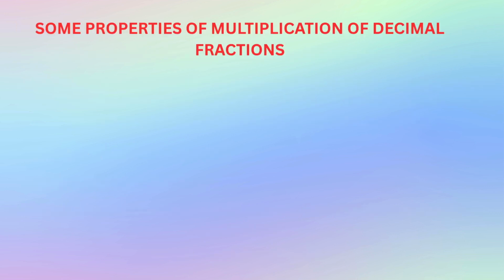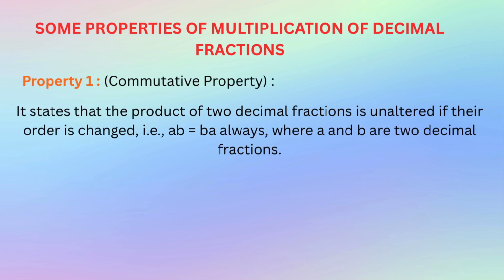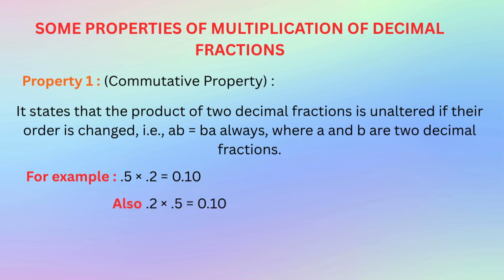Some properties of multiplication of decimal fractions. Property 1. Commutative property. It states that the product of two decimal fractions is unaltered if their order is changed, i.e., ab equals ba always, where a and b are two decimal fractions. For example, 0.5 times 0.2 equals 0.10. Also 0.2 times 0.5 equals 0.10. So 0.5 times 0.2 equals 0.2 times 0.5.